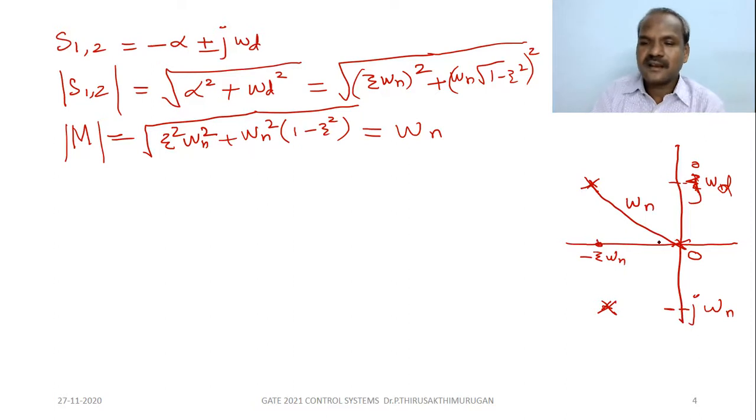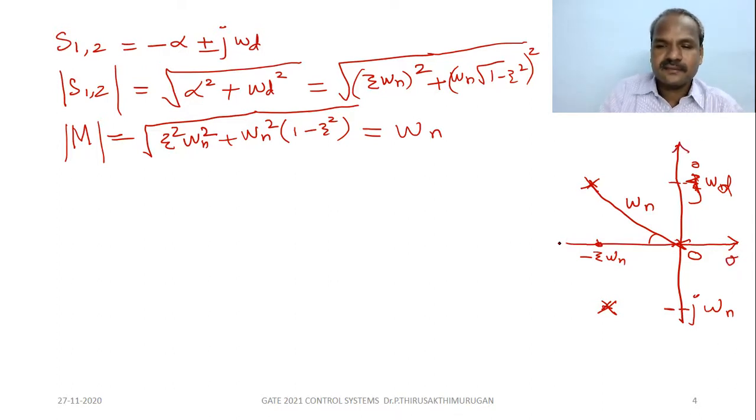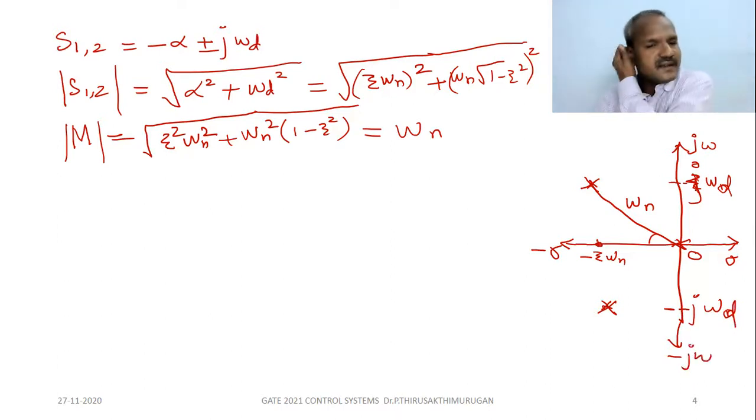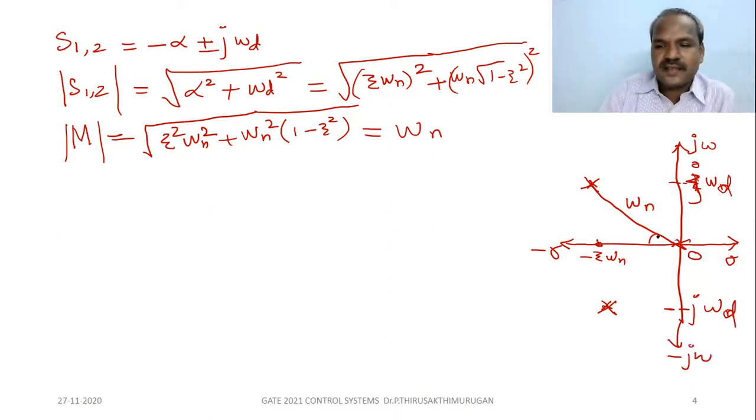So what is the angle contributed by the complex pole? This is symmetric about the real axis. This is the real axis, this is imaginary. This is plus sigma, minus sigma. This is j omega, this is minus j omega. So what is the phase angle? Say this phase angle is phi. The phi is called the damping angle. I will explain why it is called a damping angle.